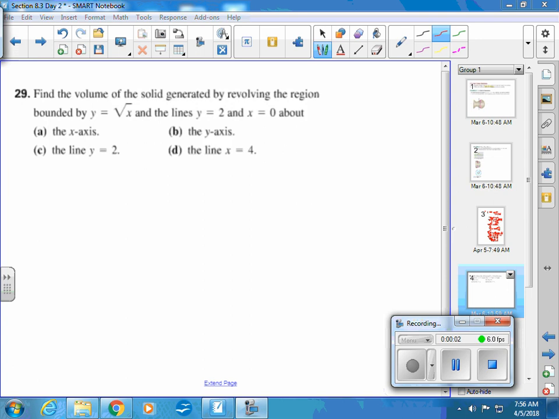I'd like to do is kind of pick up where we left off yesterday and start with going around the x-axis, just to make sure we have that in our mind, even though we did just go over a problem. That's pretty helpful.